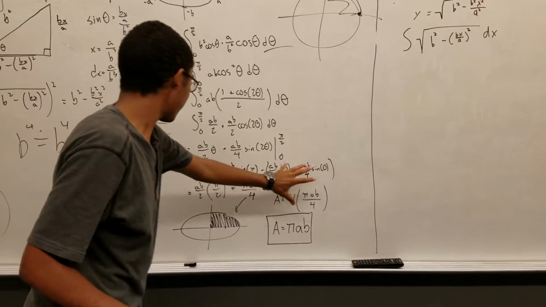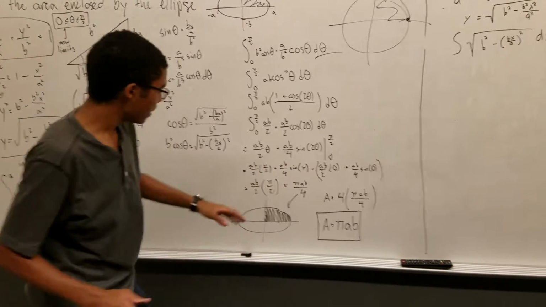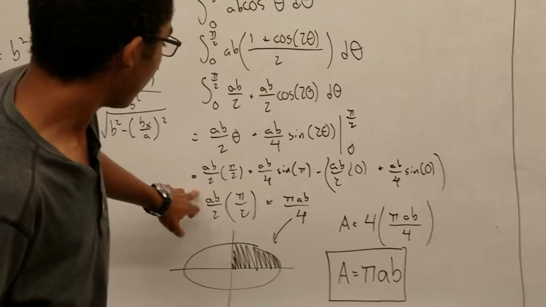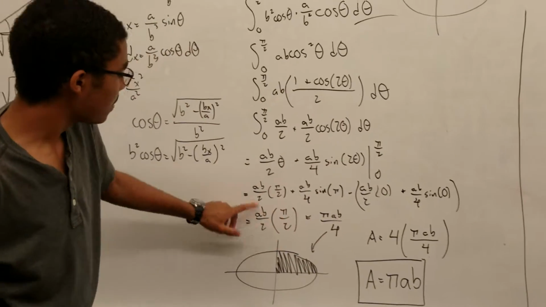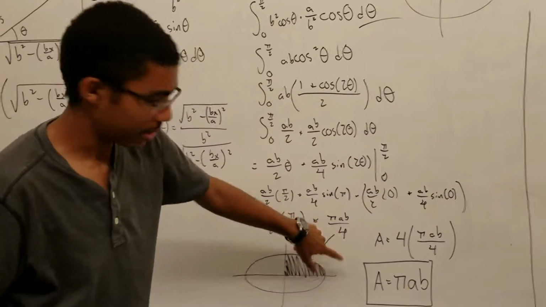We simplified that. You can pause the video to look at my work if you want to go a bit slower. If you have any questions, post them in the description below. Once we get that, we get ab over 2 times pi over 2 right there, and you get pi ab over 4.